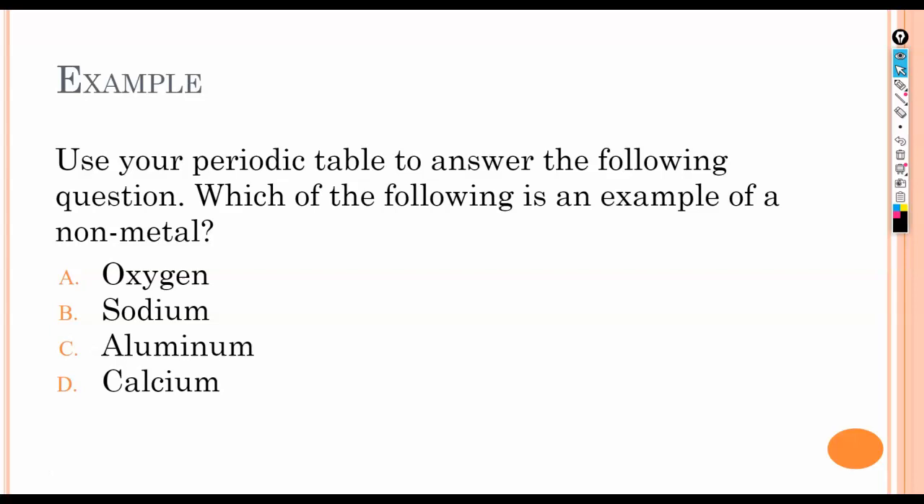Okay, so this question says, use your periodic table to answer the following question. Which of the following is an example of a non-metal? Based off of how you should have shaded or colored your periodic table, which of the following is not a metal? Okay, so pause it there and try to answer the question.